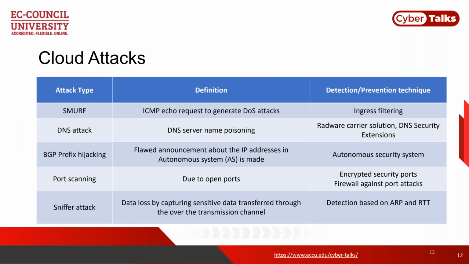Here we have the smurf attack, ICMP echo request, and then DNS attack, BGP prefix hijacking, port scanning. Port scanning is active, and people start to scan your network the moment you are in. They are trying to scan all the open ports to identify any backdoor and things like that, right?